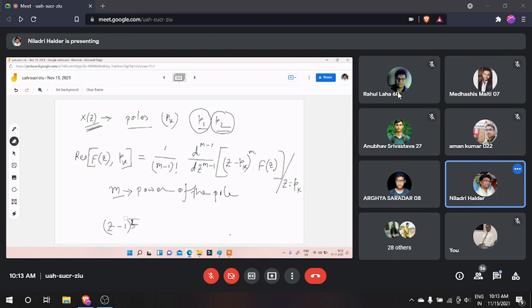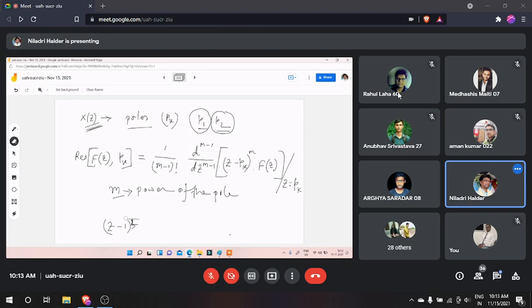N greater than or equal to 0 means what? Causal, all of you know. N greater than or equal to 0 means causal and n less than 0 means anti-causal. So for causality you have to calculate z, and for anti-causality also you have to calculate z. Then only you will get your final result. So first, consider causality, meaning we are considering n greater than or equal to 0.